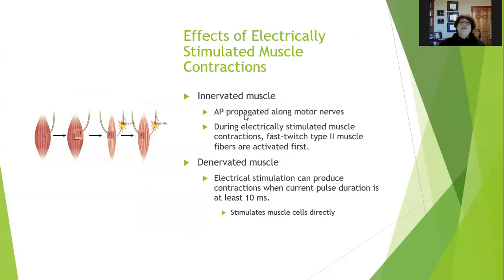With electrically stimulated muscle contractions in innervated muscle, where we have the nerve going to the muscle, the action potential is propagated along motor nerves, and fast twitch type 2 muscle fibers are activated first. Okay, we said that. In denervated muscle, electrical stimulation needs to have a pulse duration of at least 10 milliseconds, which is 3 orders of magnitude longer than the microseconds we need to stimulate innervated muscle. And it stimulates the muscle cells directly. So instead of going through the nerve by the neuromuscular junction to the muscle, it goes right to the muscle.